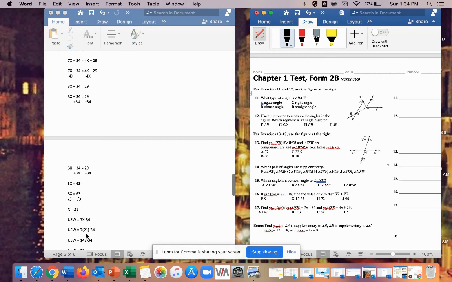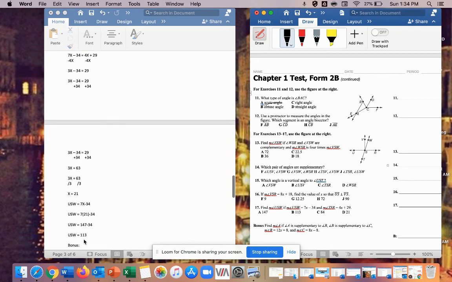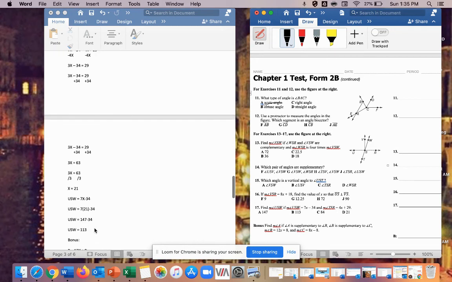All right, USW equals 7x minus 34. We already know x equals 21, so we sub it in here for the x. So it's 7 times 21 minus 34. 7 times 21 is going to be 147. Minus 34 is going to be 113.